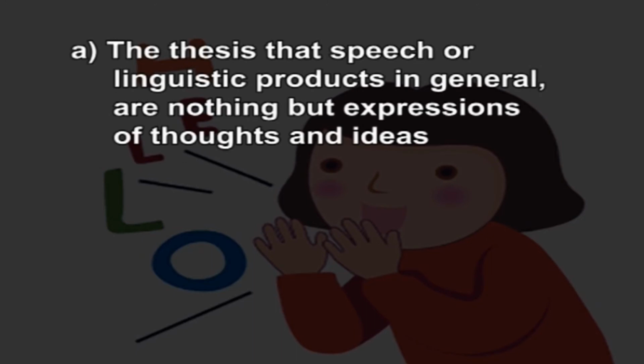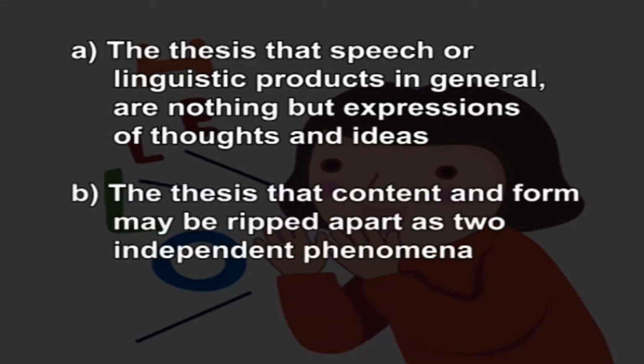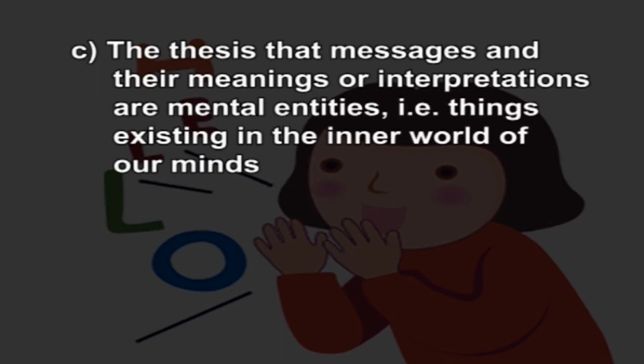There are three elements in the philosophy underlying translation theories of comprehension. A. The thesis that speech or linguistic products in general are nothing but expressions of thoughts and ideas. B. The thesis that content and form may be ripped apart as two independent phenomena. C. The thesis that messages and their meanings or interpretations are mental entities, that is, things existing in the inner world of our minds.